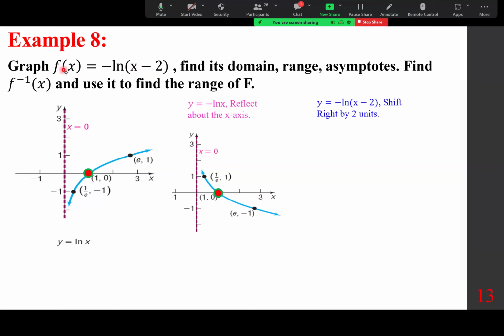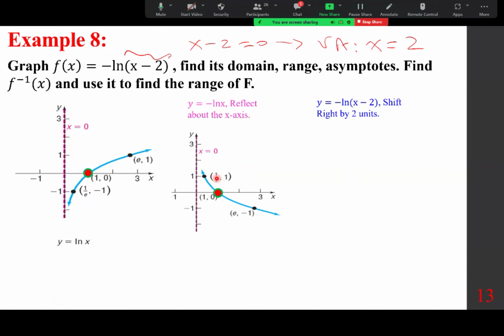the vertical asymptote, which is the y-axis, which is x equal to 0, moves to the right. If you set this equal to 0, x minus 2 equal to 0, x equals 2, that gives you the vertical asymptote, by the way. Let me just write that. If you set this one equal to 0, that means VA is x equals 2. So it shifts it to the right by 2 units. So the vertical asymptote shifts, and this one shifts to the right as well.